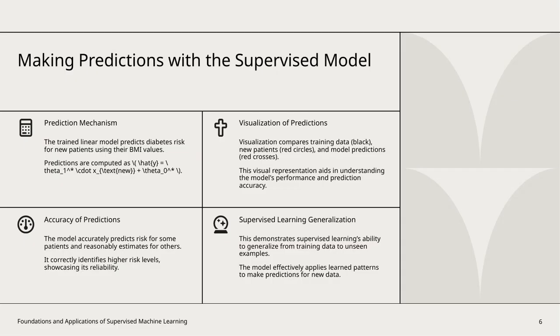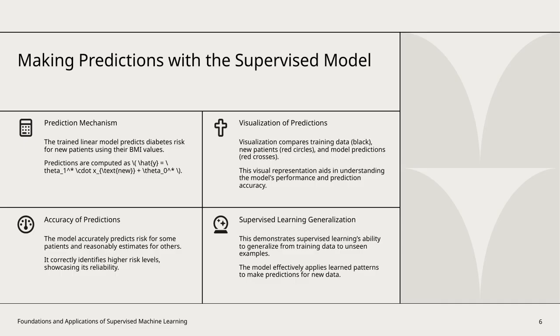Now, let's look at how supervised learning models can make predictions on new, unseen data. This slide highlights the concept of generalization, which is really key in machine learning. It's about how well the model, after learning from training data, can apply that knowledge to predict outcomes for new examples it hasn't seen before. You can see here that the model successfully uses the patterns it learned to make reasonable predictions for new patients, even if they weren't part of the original training set.